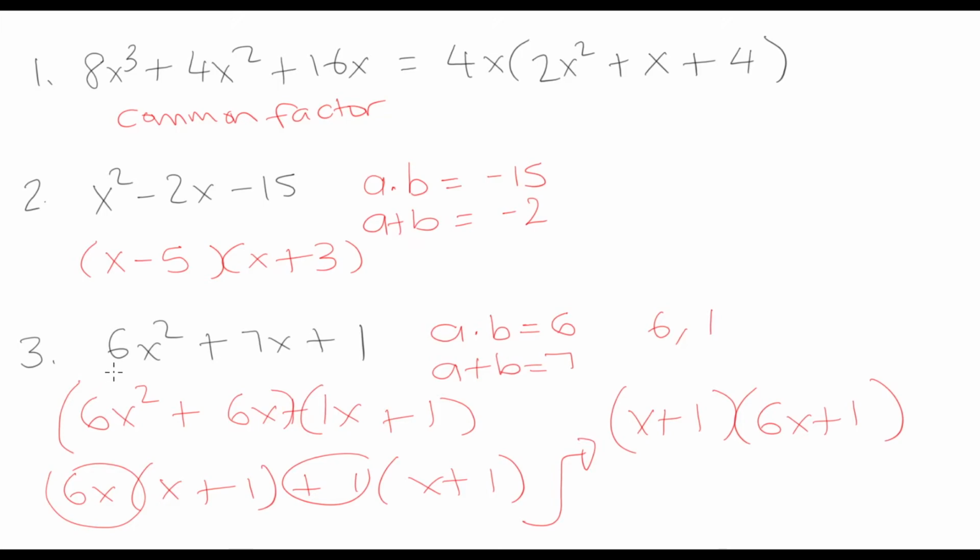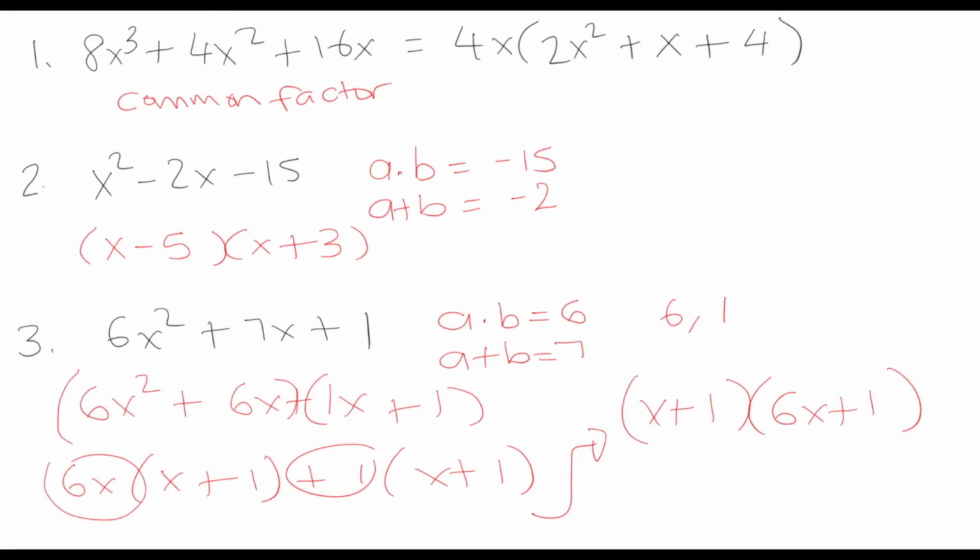And if we have an expression where our leading coefficient is not 1, then we're going to factor by grouping, where we're going to find, again, two numbers that multiply to give us our last number multiplied by our leading coefficient and add to give us this middle number here. And we're going to do that so that we can split up this middle number into those two numbers, and then we can factor by grouping.